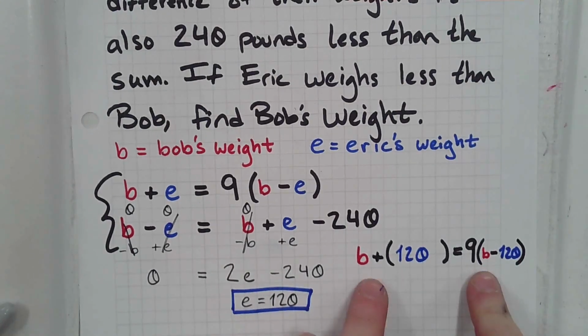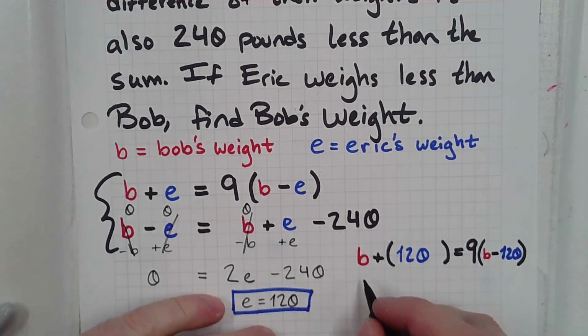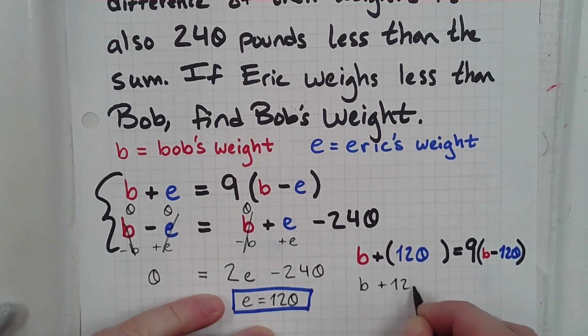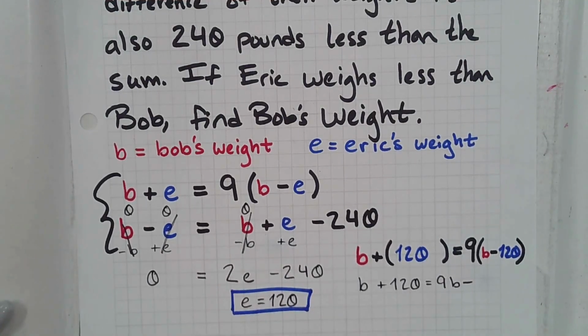So from here, since I only have one variable, I can get them together and I can solve. Now, in order to get those b's together, I first have to understand what this really is. This isn't a single b. This is actually 9 b's, right? Because we're timesing that whole thing by 9. So what we'll have is b plus 120 equals 9 b's minus whatever 9 times 120 is.